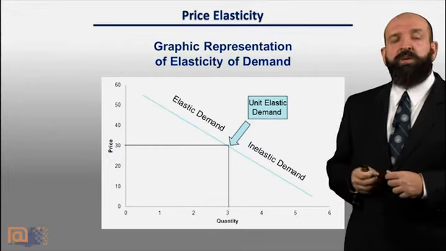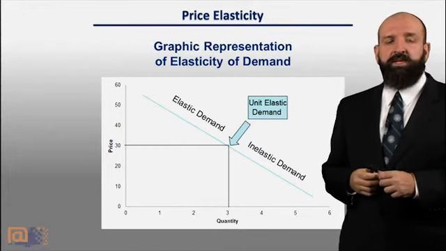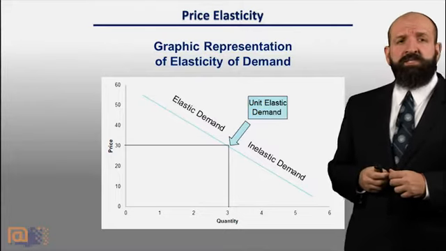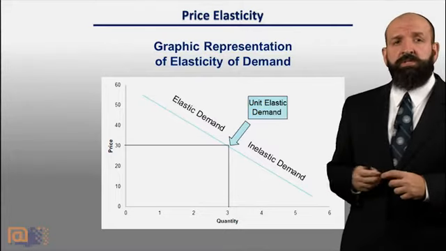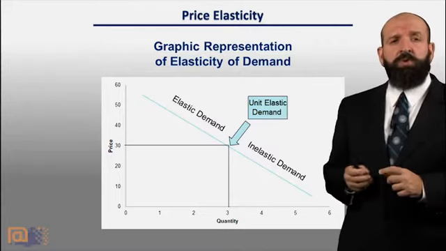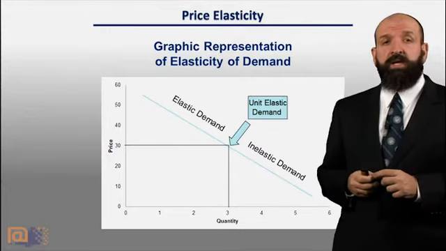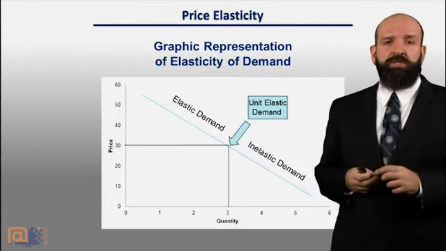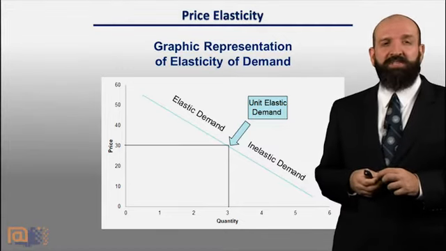On this graph, we have three possibilities. First of all, unit elastic demand. Unit elastic demand means that percentage changes in price are equal to percentage changes in quantity demanded. Let's say if your price went up by 20%, the quantity demanded will go down by 20%.